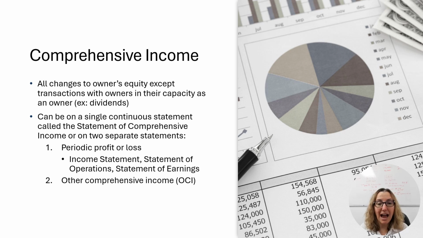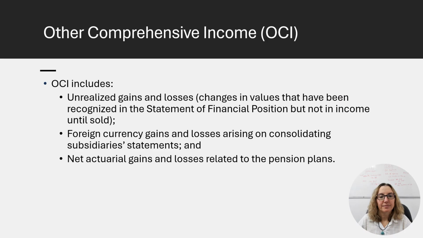Some people have tons of items in OCI, other comprehensive income, and as a result, they'll do two separate statements. The first one being their periodic profit and loss, which is sometimes called the income statement, statement of operations, statement of earnings, many different titles you can use. And then the second one being your other comprehensive income, where you start with your net income and then add all your OCI items to get your total comprehensive income.